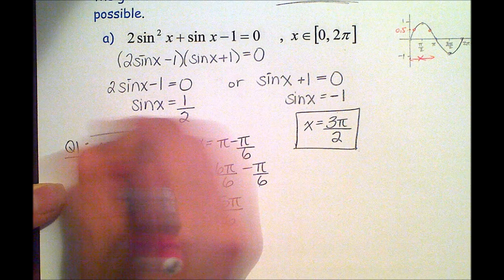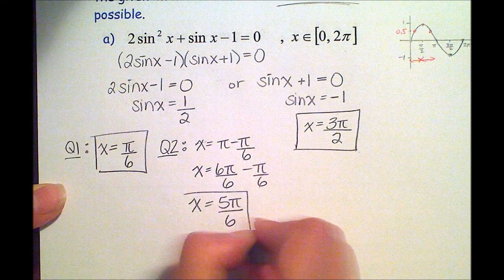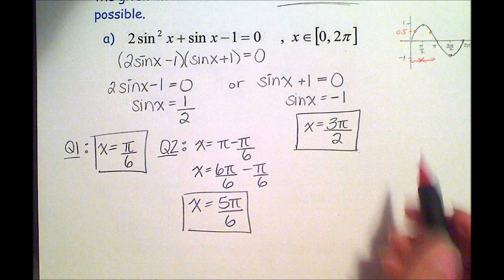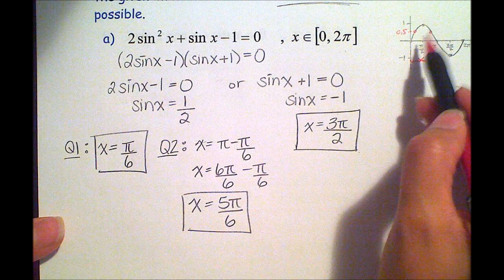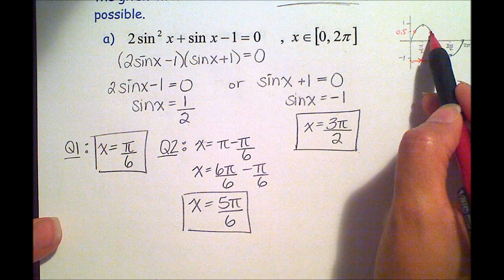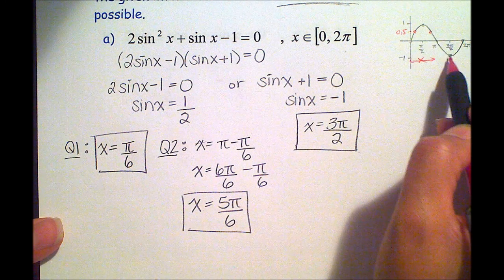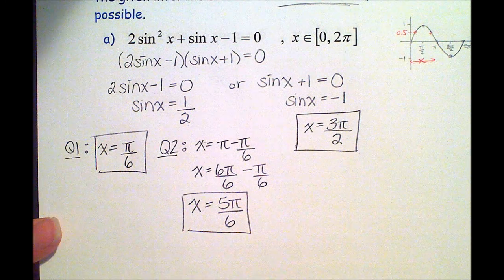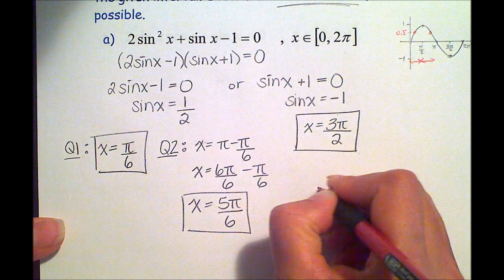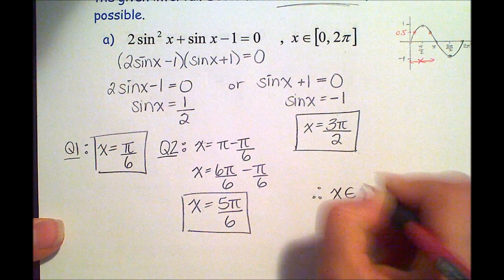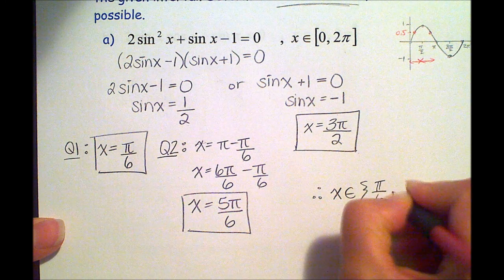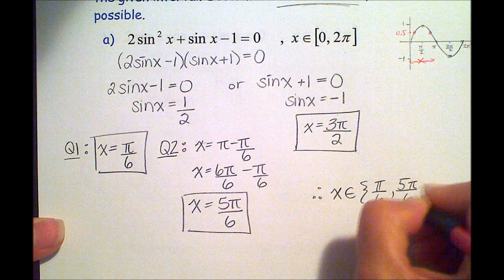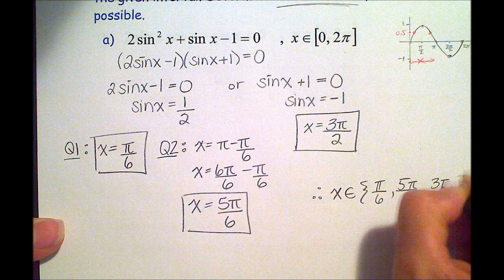So you actually have 3 solutions that satisfy the equation that was given here. You have x equals pi over 6, x equals 5 pi over 6, and x equals 3 pi over 2, which are your 3 solutions. Therefore, x is an element of the set of numbers that include pi over 6, 5 pi over 6, and 3 pi over 2.